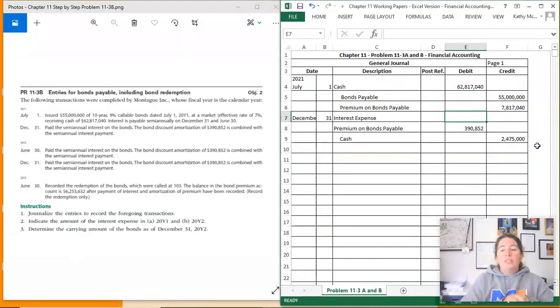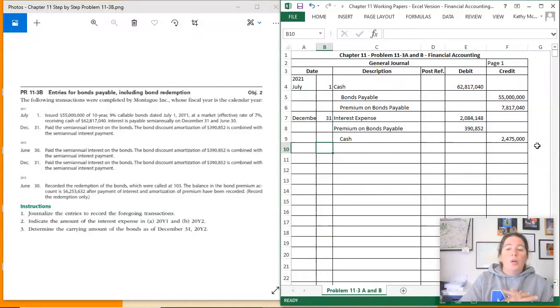Now, obviously, not all of that is interest expense. Some of it is that premium that we talked about. My interest expense is going to equal, because your debits and your credits have to equal, the amount of cash I'm paying out minus my premium. That should give me a difference of $2,084,148. So that is what's going in our interest expense. That's how much money was actually interest.